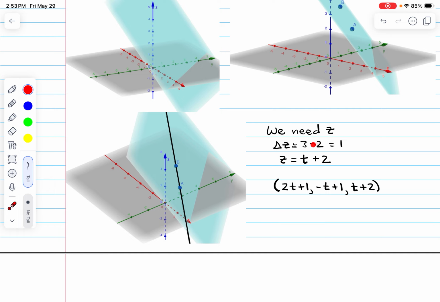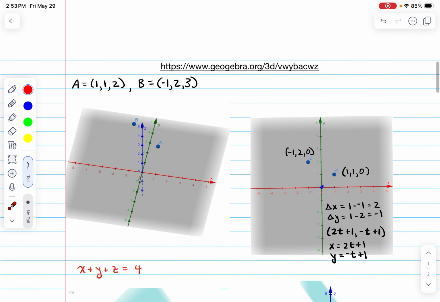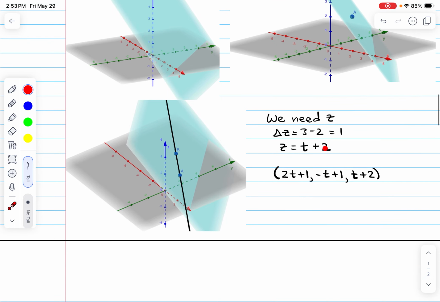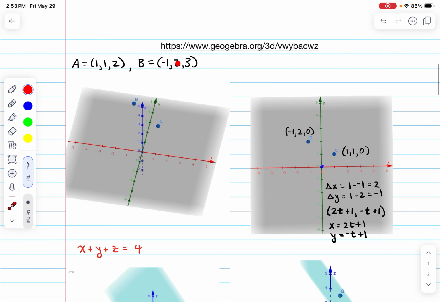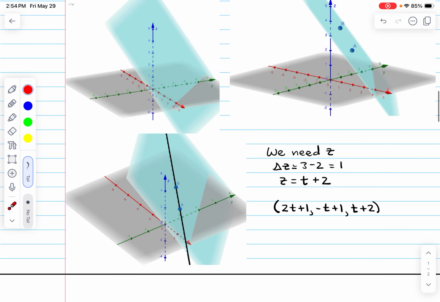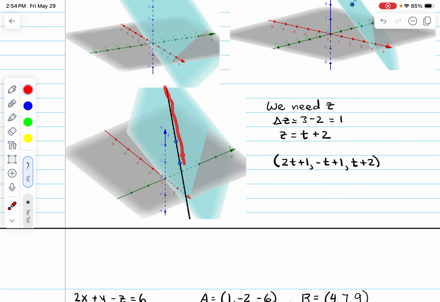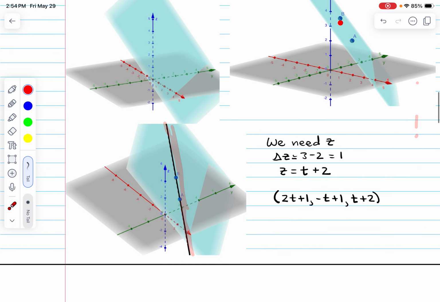Okay? So here I go. I take 3 minus 2, and that's the change in z. And I get 1. So I'm going to do 1t plus, and I think I was using this point right over here, A. Okay? So I got t plus 2. Now, what that will give me is this line right here. See how I've got these points? And then over here is the line.